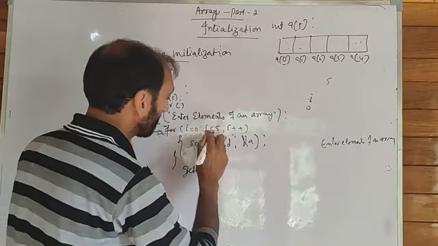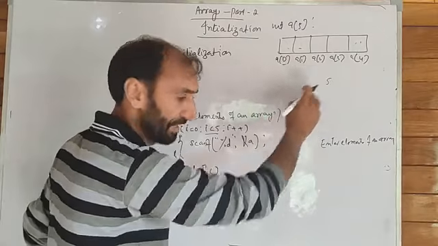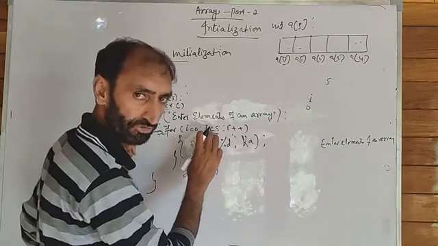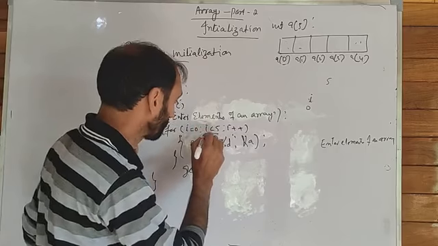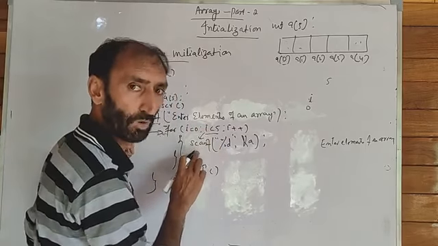Is i value less than 5? Yes, 0 is less than 5. That means this condition is true. Whenever this condition evaluates to true, the control will enter into the body of the loop.